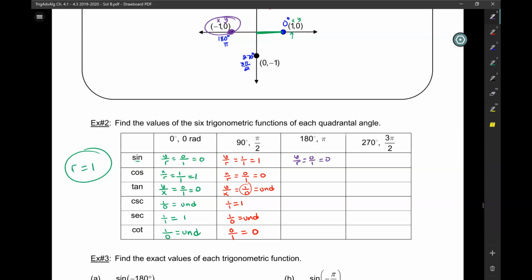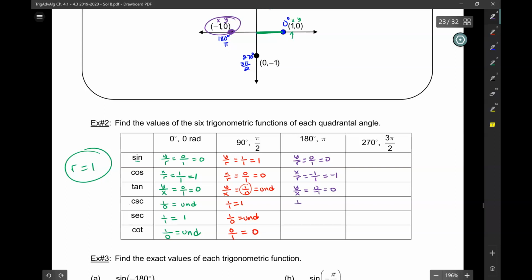It might not be a bad idea if you pause here, try to fill out the rest of the table yourself, and then play it and see if you get it right. That might be a good exercise to do. I'll continue either way. Cosine is x over r. Now we have negative 1 over 1, negative 1. Tangent is y over x, 0 over minus 1, 0.